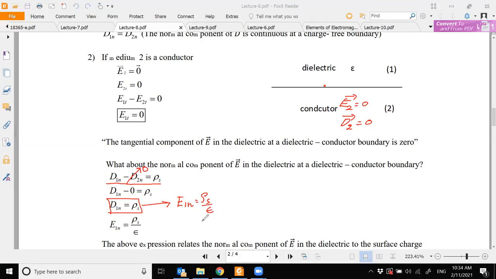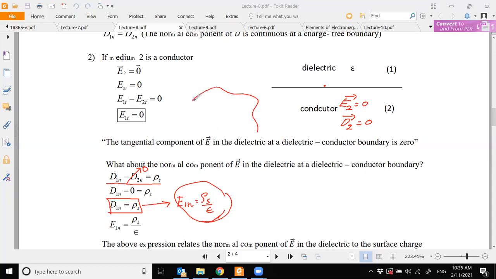So this is saying that the normal component of electric field can exist in the dielectric medium near the boundary, and it is only the normal component, and it has a fixed value, which is rho s over epsilon. So the conclusion is, at the dielectric conductor boundary, in the dielectric region near to the boundary, there cannot be a tangential component of an electric field. The normal component can exist, but that normal component will have this value.